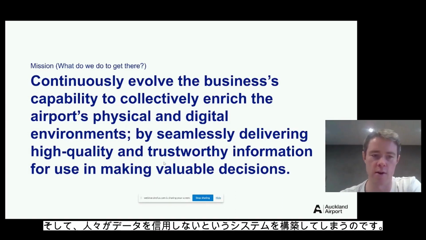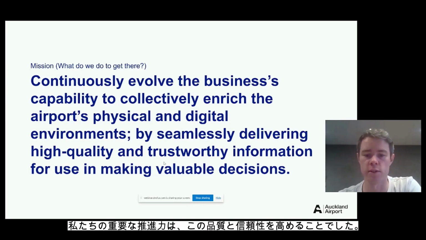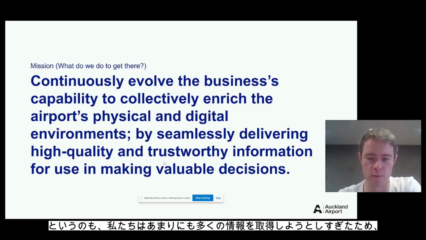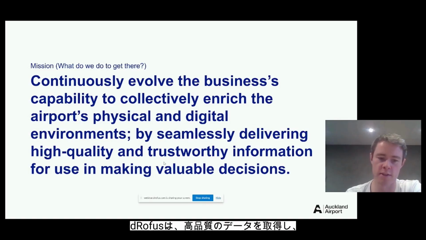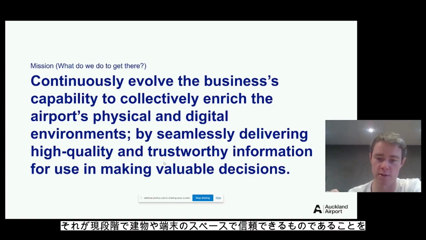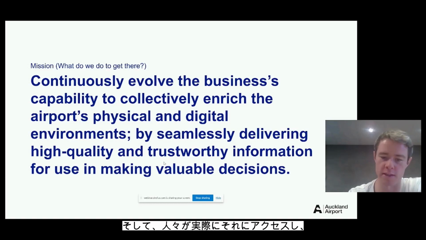So our key driver from last year, prior to COVID, or from the outcome of COVID, was to increase this quality and trustworthiness, because we found that in places we were lacking because we were trying to capture too much information. So dRofus fits into this picture by helping us capture that high quality data and make sure it's trustworthy within the building or terminal space at this stage. And then it enables people to actually get access to it, to be able to use it for decision making.